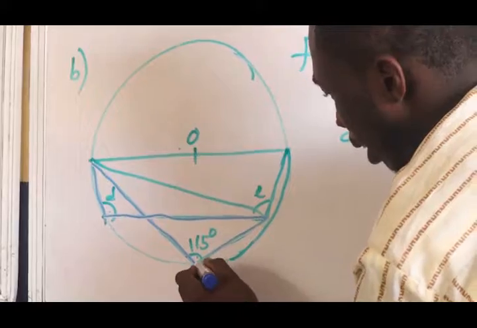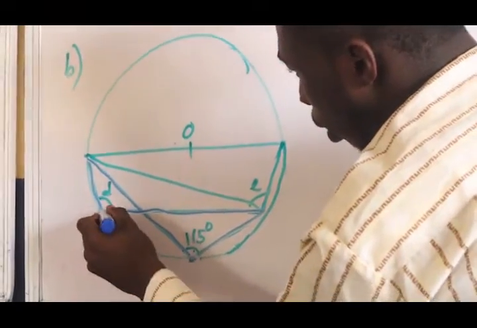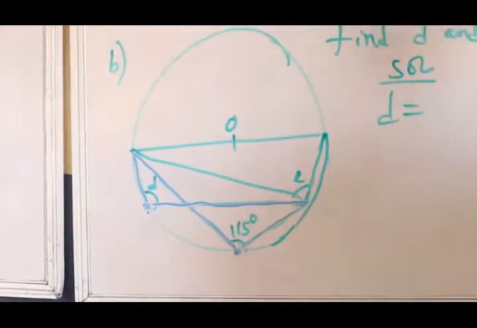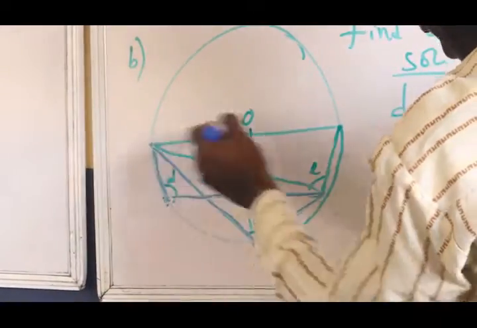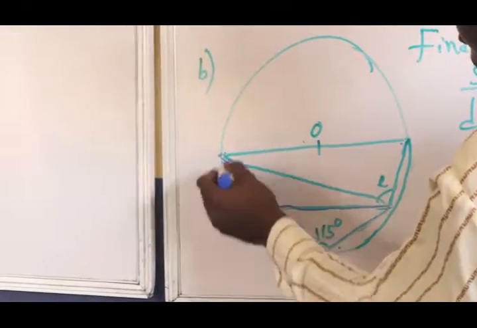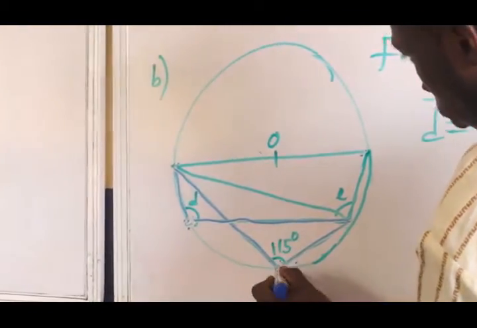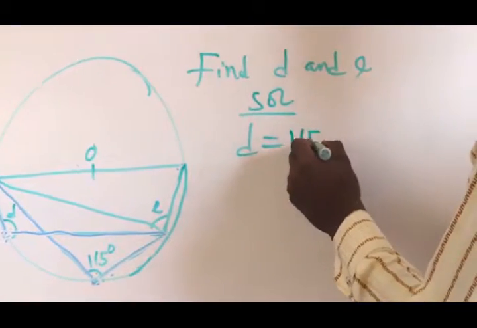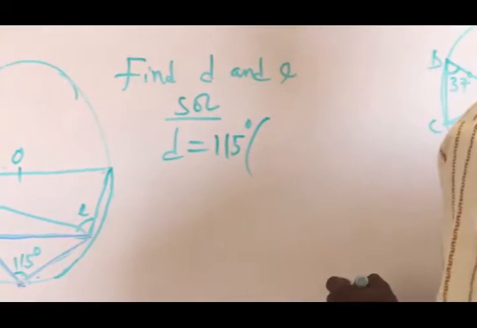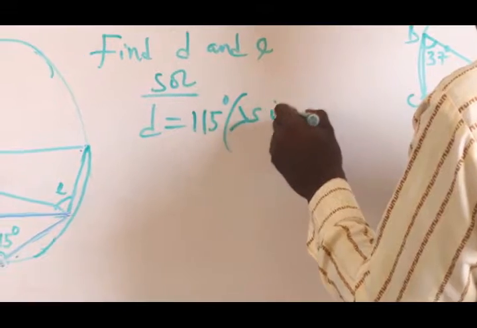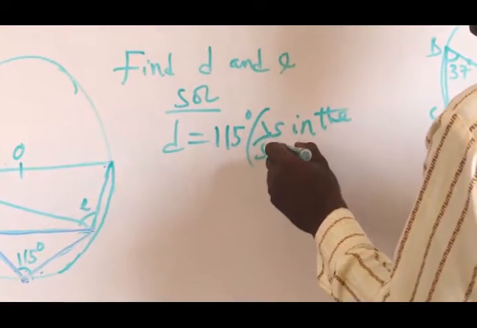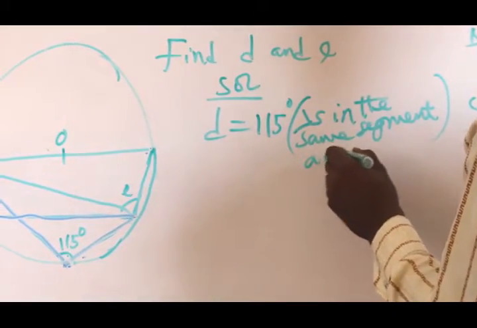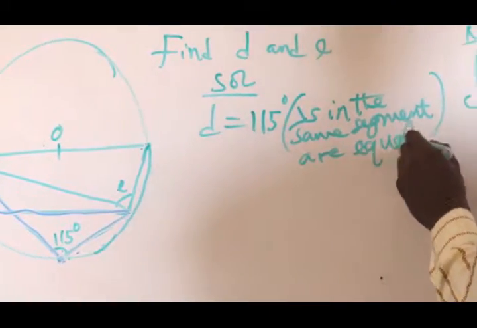The same segment in the sense that you have circumference here, you have circumference. It must touch the circumference. You must have the vertices, that is the edges, touching the circle. So they belong to the same segment. So you tell them D equals 115. The reason behind that is that angles in the same segment are equal. I hope you are getting that.